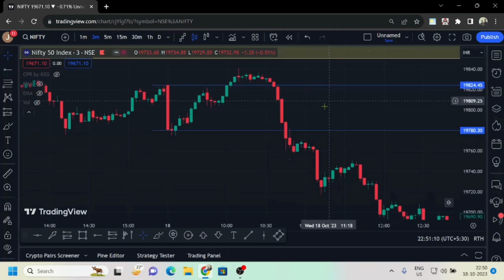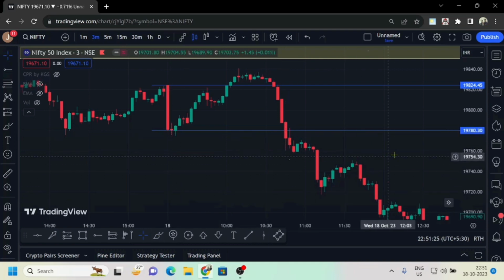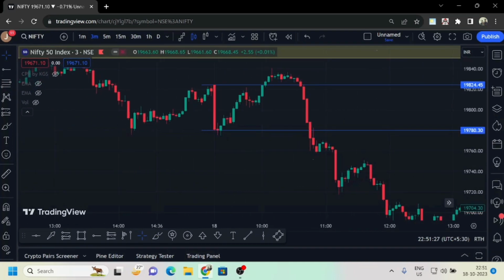If you are more conservative, you can take the trade in this candle, when the candle is closing below today's low, the first candle low. Here you can take a trade at this point. Why should you take the trade in this candle? I will tell you one more reason.